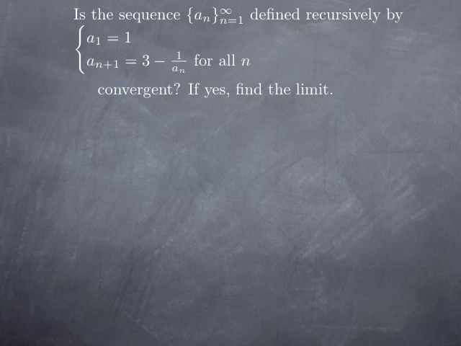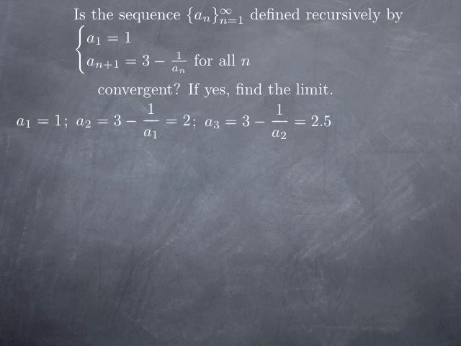So how to proceed for that? Well, we're going to start by looking at the first few terms. So a1, the first term, is given to us, it's 1. To calculate the second term, I have to use my induction formula. So a2 is 3 minus 1 over a1, that's applying the formula in the case where n is 1. Since a1 is 1, that's 3 minus 1, 2. So a2 is 2.